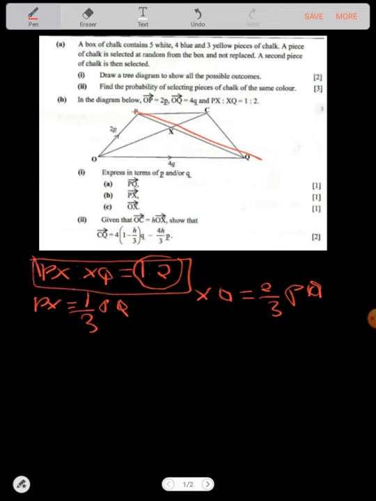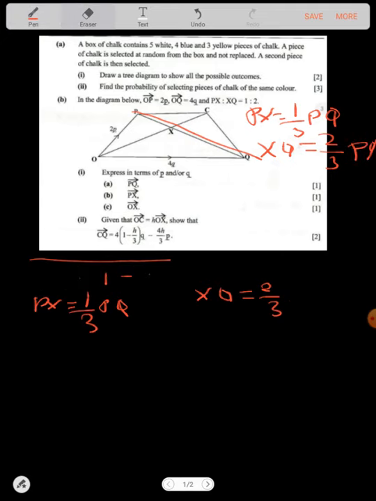Now we know what, so I can just write here PX is equal to 1 over 3 of PQ, and XQ is equal to 2 over 3 of PQ. So I can erase this part.